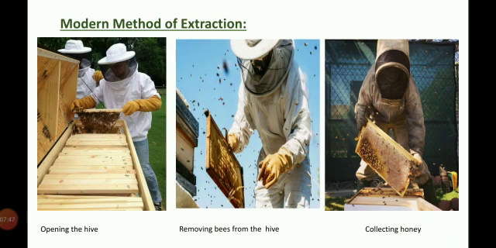Second method is the modern method of extraction. Beekeepers use a wooden bee box. It has many frames of wood with a plastic or wax mesh. In a bee box, bees create honeycombs on the mesh. To extract honey, beekeepers wear a bee veil and gloves to protect themselves. By blowing smoke, honeybees leave the honeycombs. The frames are taken out from the box and honey gets separated from the comb.